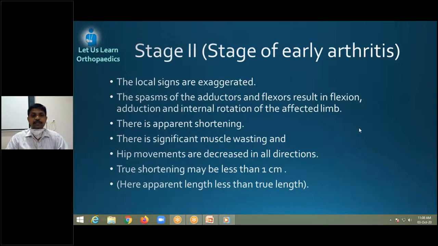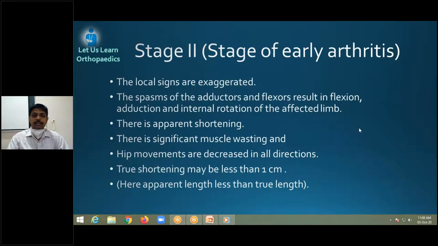The spasm of the adductors and flexors will result in a deformity of flexion, adduction and internal rotation of the affected hip. So there is apparent shortening and significant muscle wasting, and hip movements are decreased in all directions. There will be a true shortening that will be less than 1 centimeter, because the destruction of the cartilage is only in the initial stages. Here the apparent length is less than the true length.